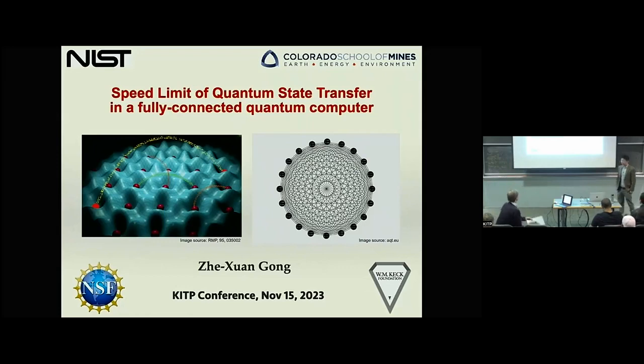So my talk will be on the speed limit of a quantum state transfer in a fully connected quantum computer, or more generally, systems with strongly long-range interactions.